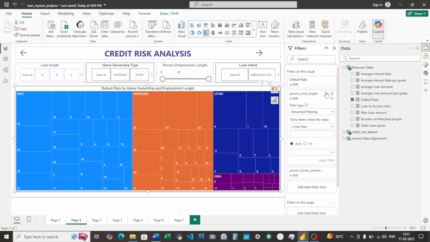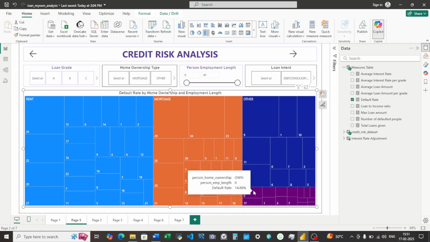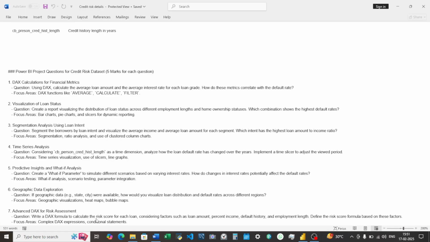It's not that you have those kind of employment lengths all the time, of a person who works for 25 years and 30 years, long years. So you could filter it out and see the trend more clearly. Let's just go to the next question.